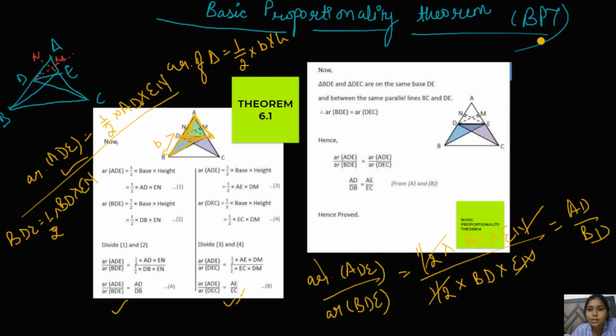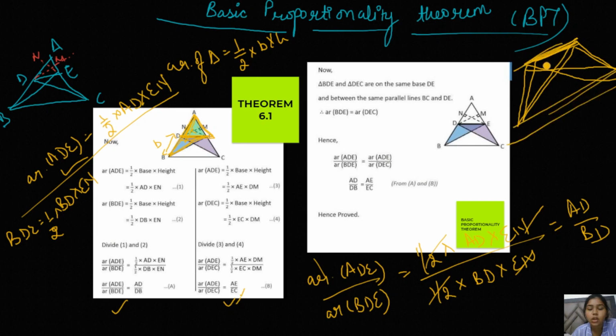Now you can see that there are two triangles formed on the same base, and they are between the two parallel lines. In that case, both of their areas will be equal. Since the area of this triangle is equal to the area of this triangle, we can say that area of ADB upon area of BDE is equal to area of ADE divided by area of DEC. In that case, we will say that AD by DB equals AE by EC.